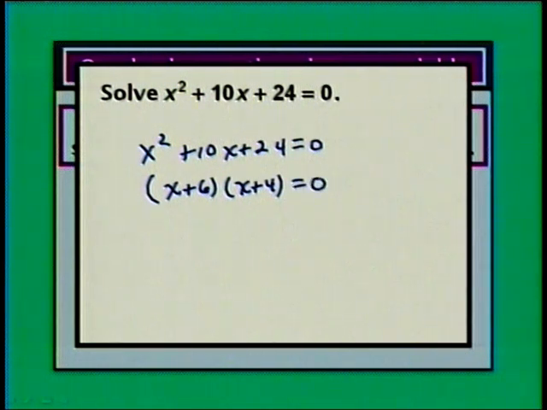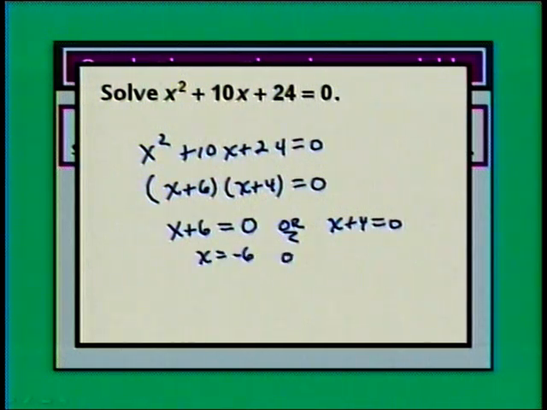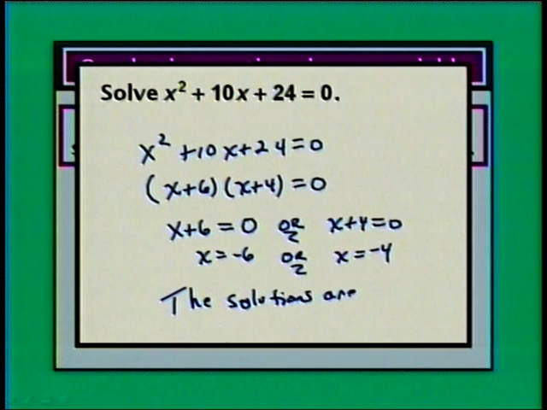By our zero product principle, the only way we're going to multiply these two expressions and get 0 is if one of the two expressions equals 0. In other words, x plus 6 has got to equal 0, or x plus 4 has got to equal 0. That means x equals -6 or x equals -4. So the solutions are -6 and -4.